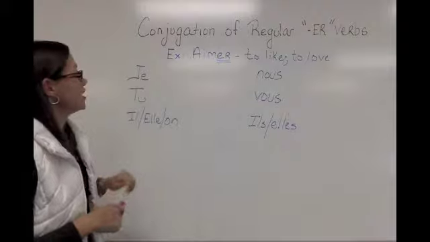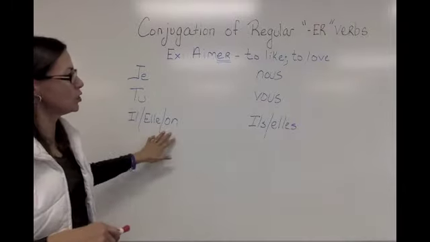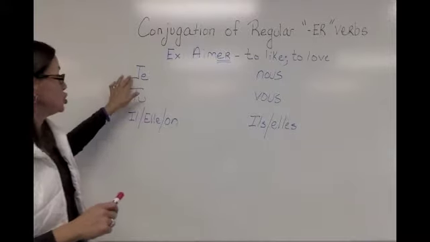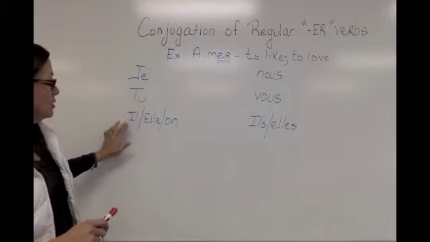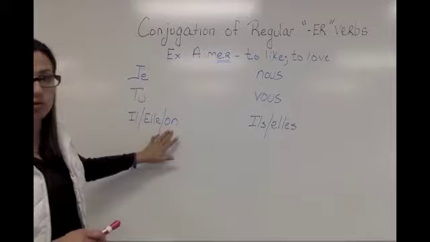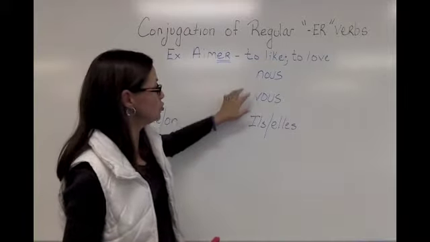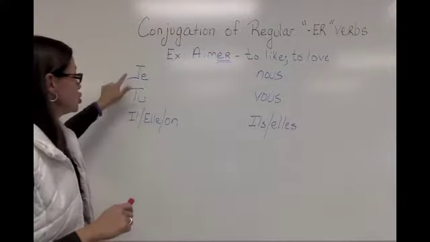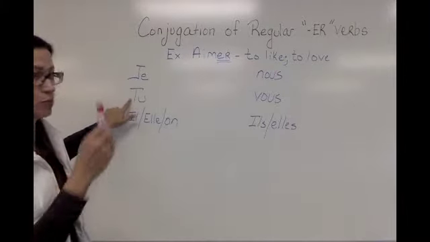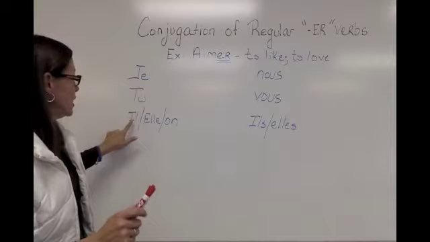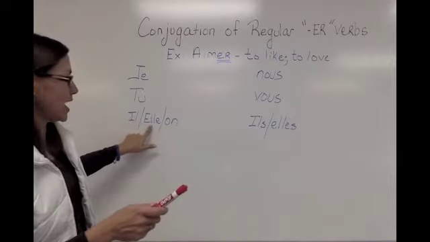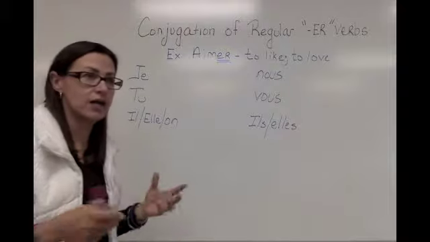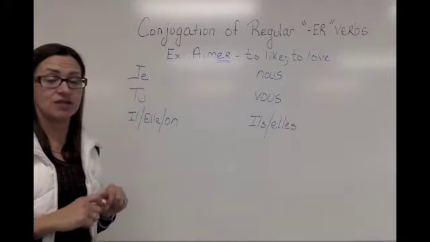Okay? All right, so what I placed on the board already were all the pronouns that we have. Je, tu, il, elle, on. We have nous, vous, ils, and elles. Okay? Je meaning I, tu meaning you, il, he, elle, she, on meaning one. You can also think of it as we.